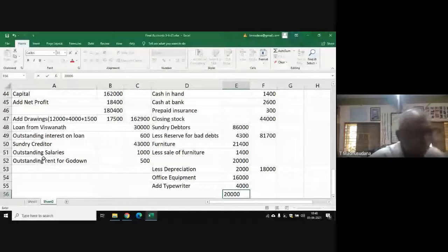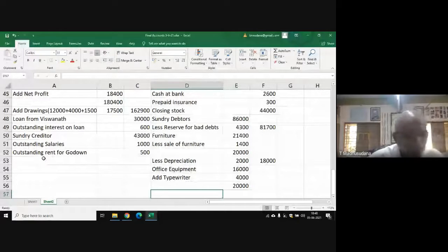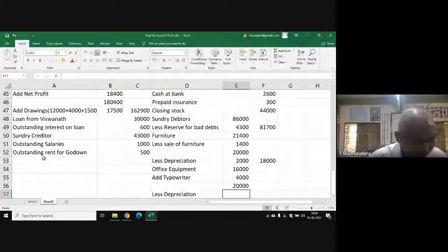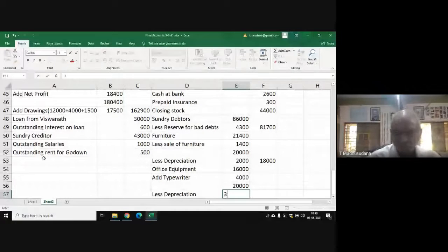On 20,000, we have to calculate the depreciation and deduct it. Less depreciation on equipment at 15%, that is 3,000.